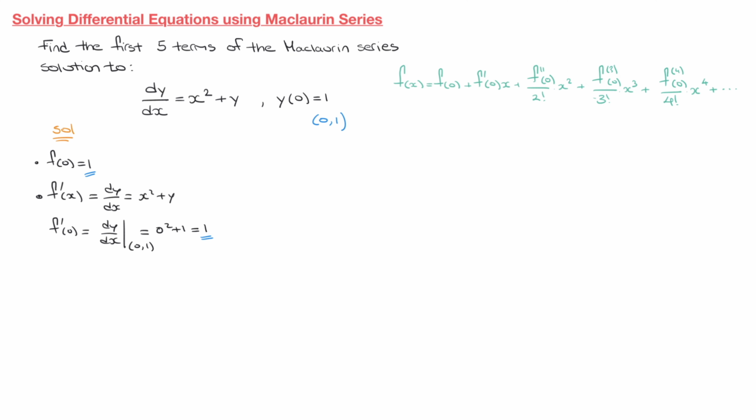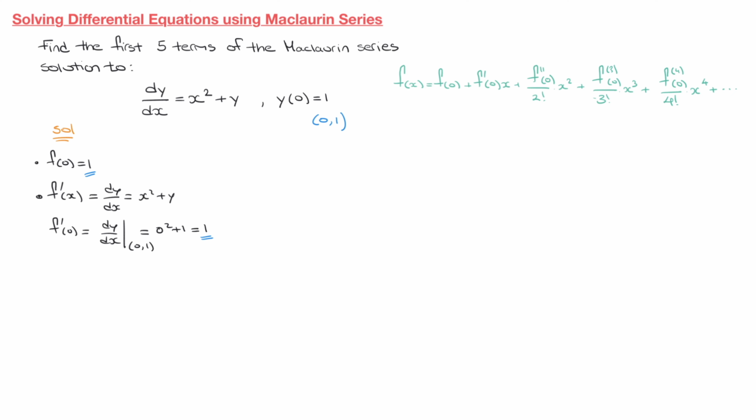Notice here that although the derivative was expressed in terms of x and y, that didn't stop us from finding the value of f'(x) when x equals 0, since we knew that when x equals 0, y must equal 1. And that shows us that the initial condition we have here is very important. In fact, as we're about to see, we'll use this same initial condition to find the values of each of the derivatives in this Maclaurin series.